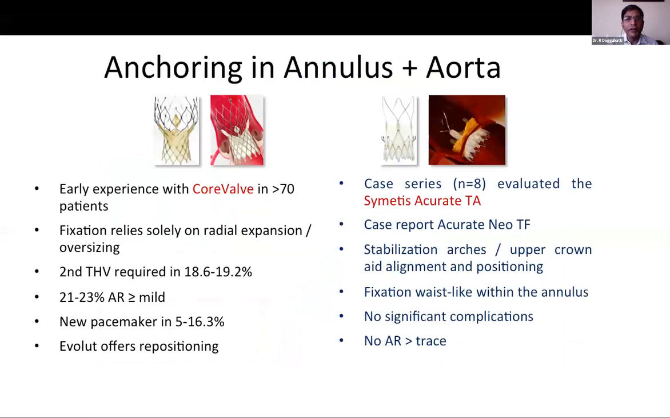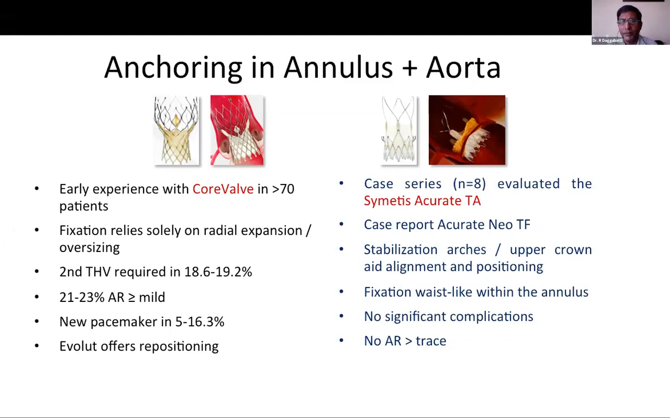So for anchoring in the annulus and aorta, the initial excitement about CoreValve was based on experience in more than 70 patients. The fixation relies completely on radial expansion, maybe post-dilatation, and oversizing the valve. A second valve is required in nearly 20% of patients, and more than 20% are still left with more than mild aortic regurgitation. New pacemakers were seen in up to 5 to 15% of patients. And even though I think Evolut offers repositioning, it has not been the greatest device for pure aortic regurgitation.